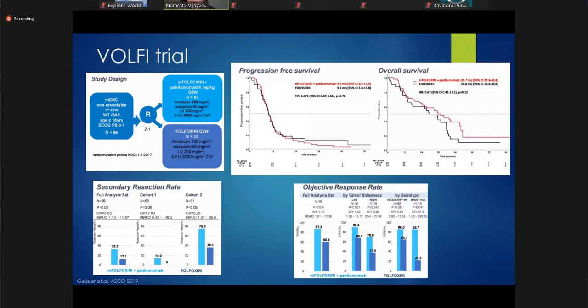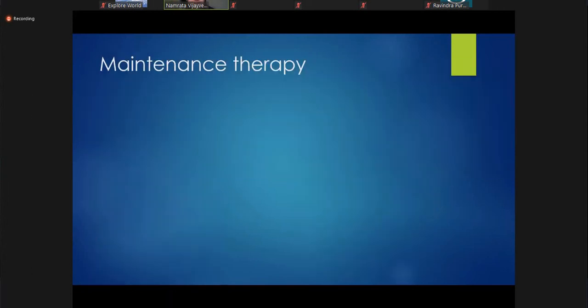It's tolerated okay. There's definitely way more diarrhea than you would see with FOLFOXIRI alone. But other than that, it is available. There's phase 2 data, so you have some data to support it, and insurance was able to cover it because of that. Now, after the frontline therapy, we talked about frontline. Obviously, if you're RAS wild type, consider adding this treatment.